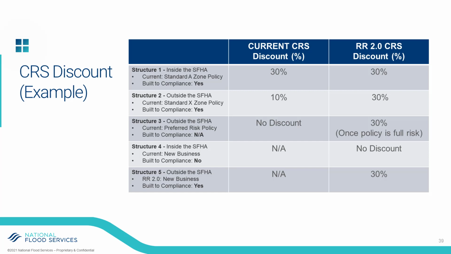For structure 3, we see a big difference. This time the building is outside of the SFHA, and currently it does not receive any discount at all under the CRS program, but it will get a 30% discount with the new pricing methodology. Building 4 is an example of a building that is not built in compliance, so currently it does not receive a discount, and under Risk Rating 2.0, it will not receive a discount either. Finally, structure number 5 is a building that is now eligible for the CRS discount where it previously has not been. Please note any policy that is on the glide path to the true risk premium will not be eligible until it gets to the full risk rate.